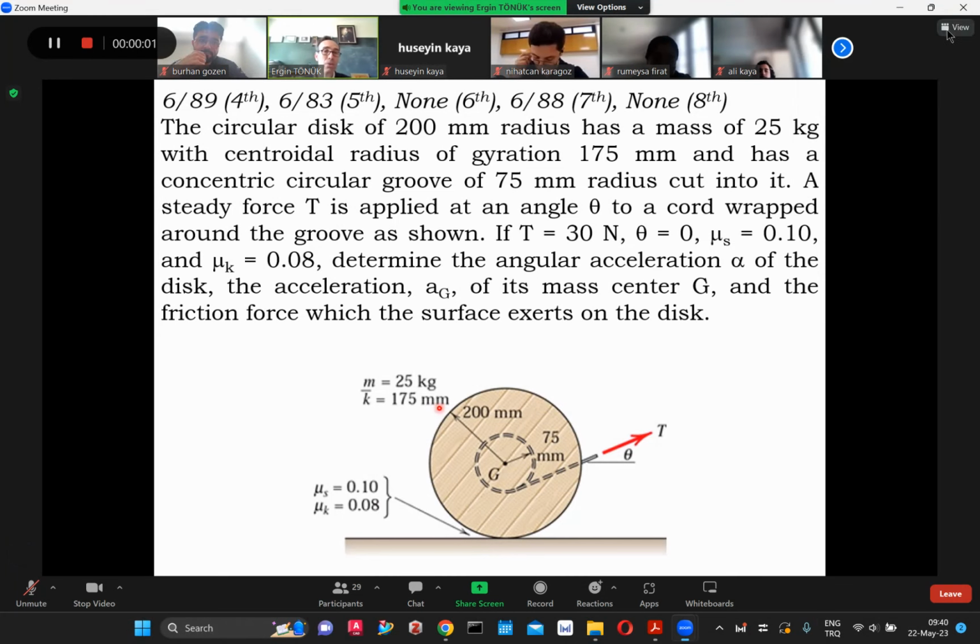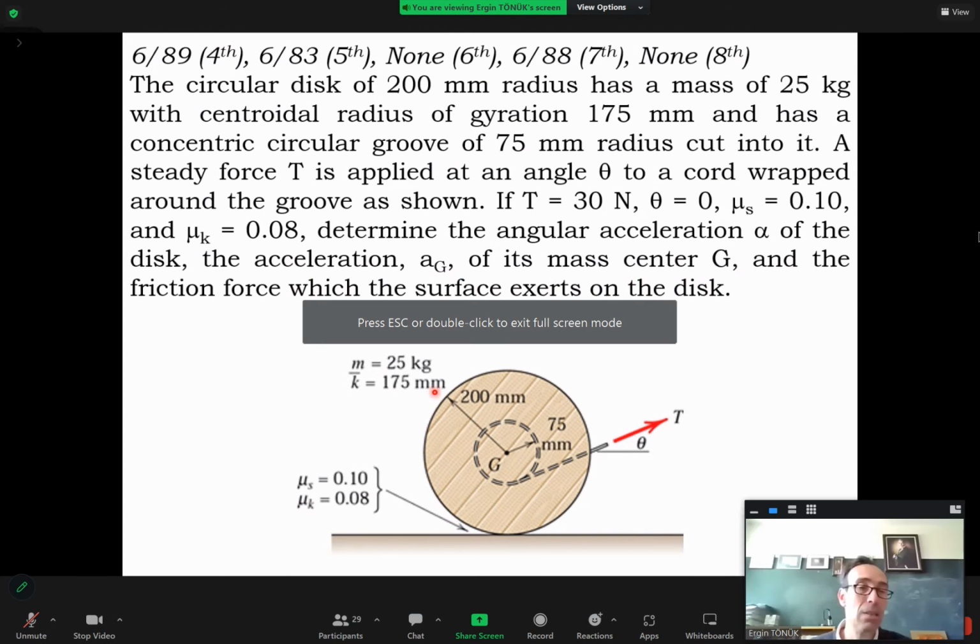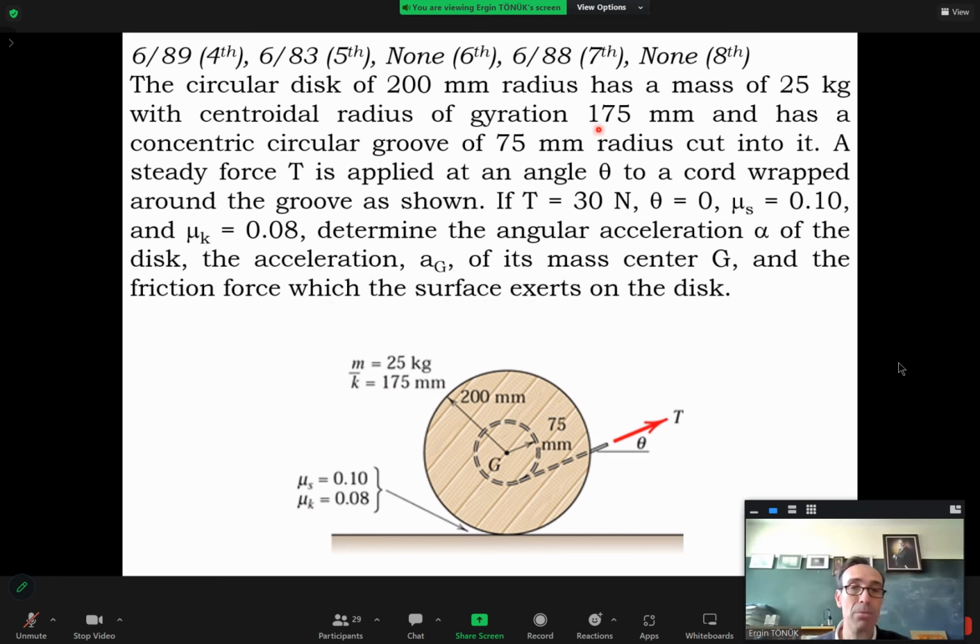Mass is 25 kilograms, and radius of gyration with respect to the mass center is 175 millimeters. So actually we can compute mass moment of inertia about the mass center and about any axis we like. And there's a groove here which has a radius of 75 millimeters, and there's a cable or a rope, I don't know, wrapped to it.